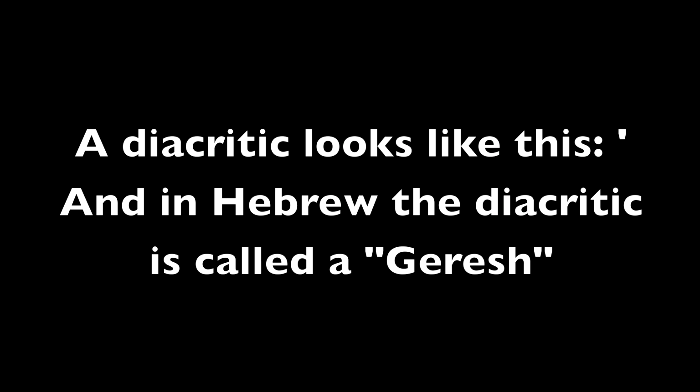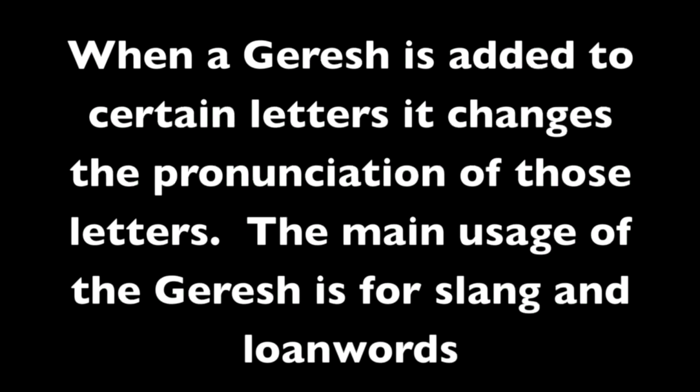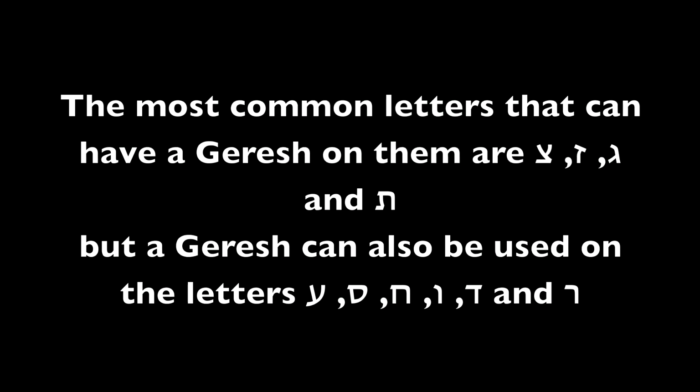Another topic I want to cover is what happens to certain letters when a diacritic is present. A diacritic looks like this, and in Hebrew, a diacritic is called a geresh. When a geresh is added to certain letters, it changes the pronunciation of those letters. The main usage of geresh is for slang and loanwords. The most common letters that can have a geresh on them are Gimel, Zayin, Tzadik, and Taf, but the geresh can also be used on the letters Daled, Vav, Chet, Samech, Ayin, and Reish.